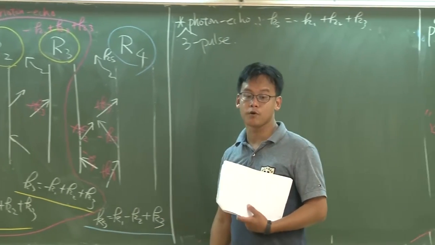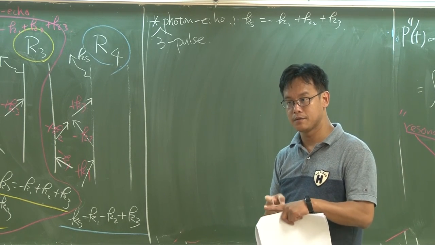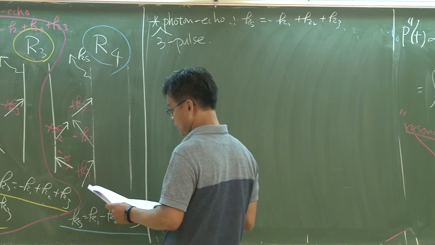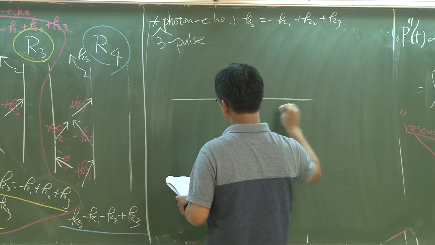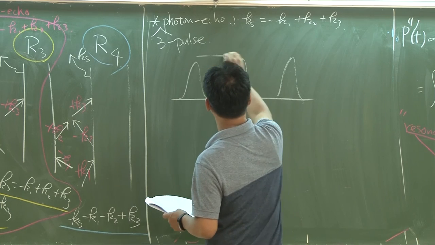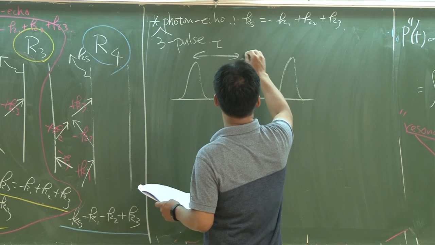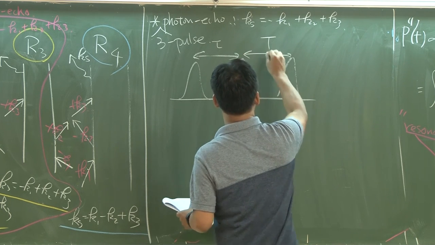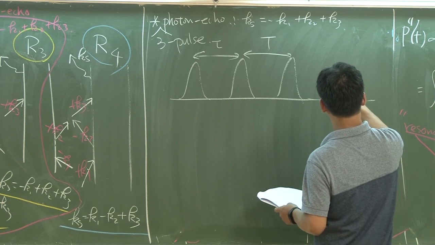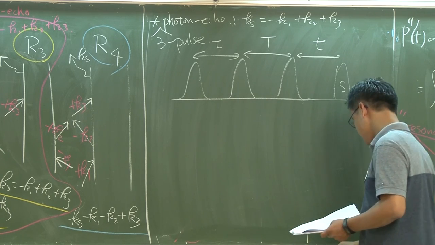Because there's also a two-pulse photon echo. In that case, the first two pulses come in at the same time. In the three-pulse photon echo setup, there are pulse 1, pulse 2, and pulse 3. The time delay between the first two pulses is tau, and then your signal comes out.